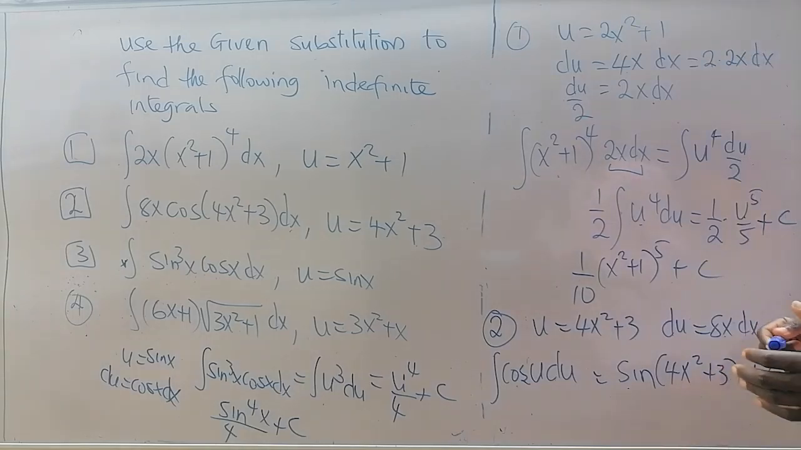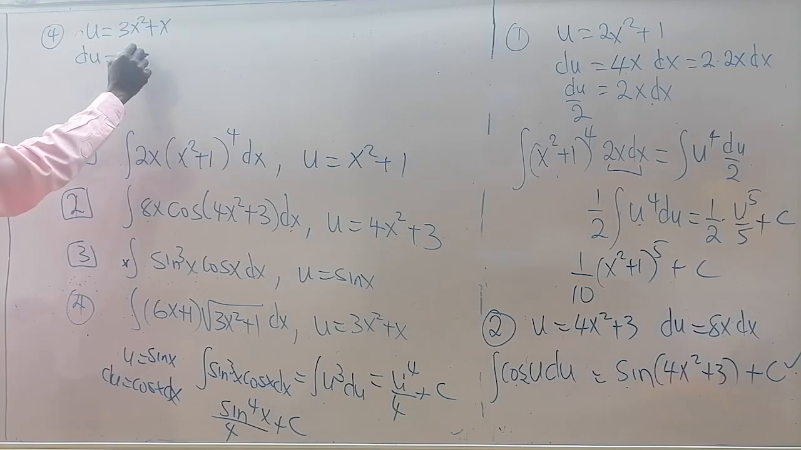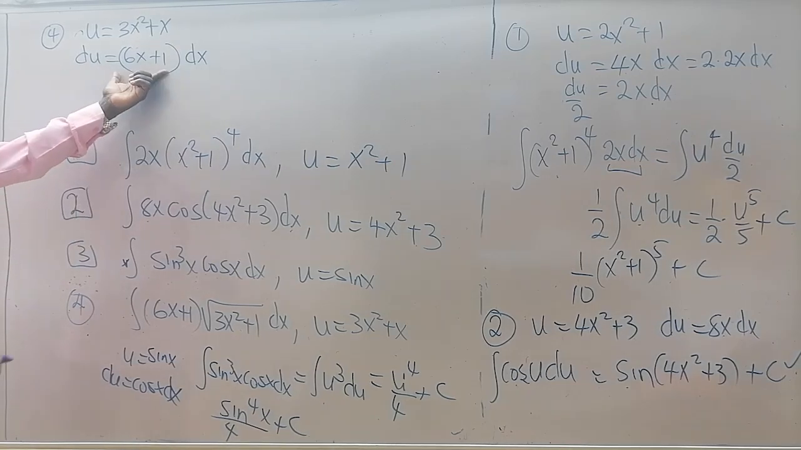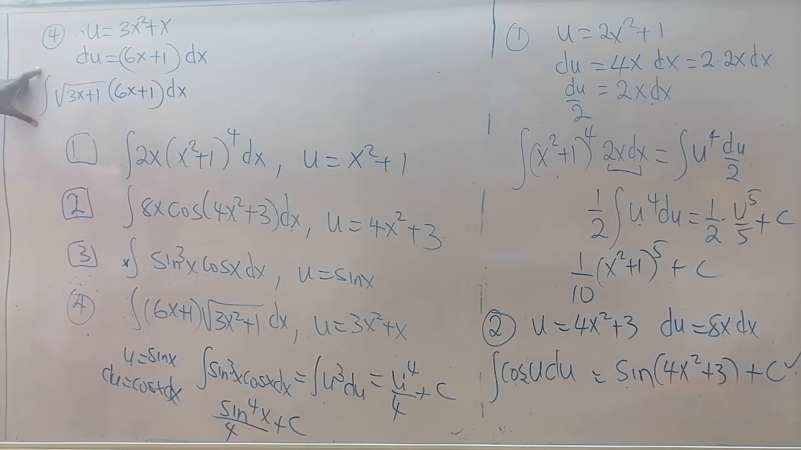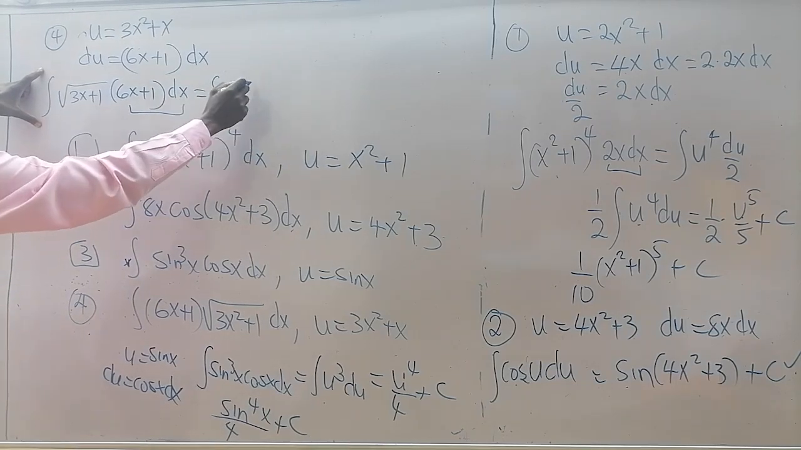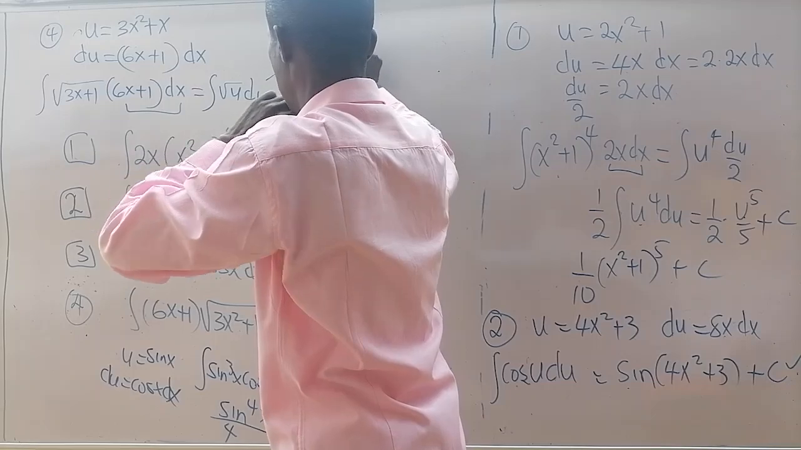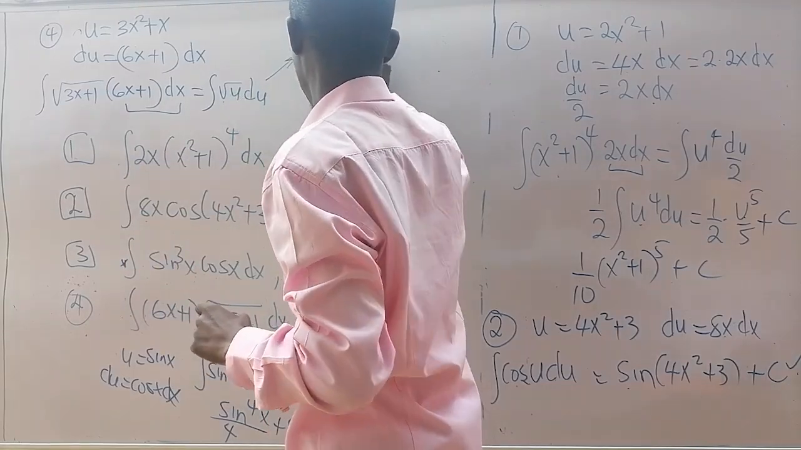So the last one, that's my u. Differentiate that, so that will be 6x plus 1. I need to close it because it's an expression, it's not a single item. My question now will be equal to integral of square root of u, and this one is du. This will be equal to integral of u to the power half du, if you remove the radical.